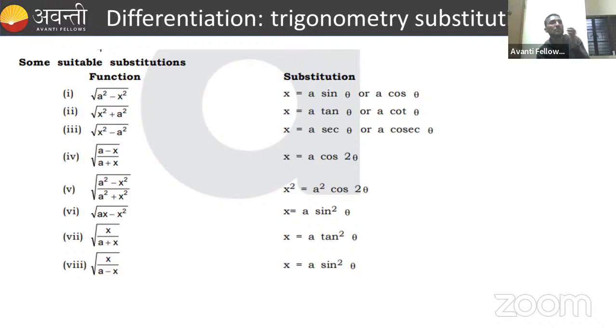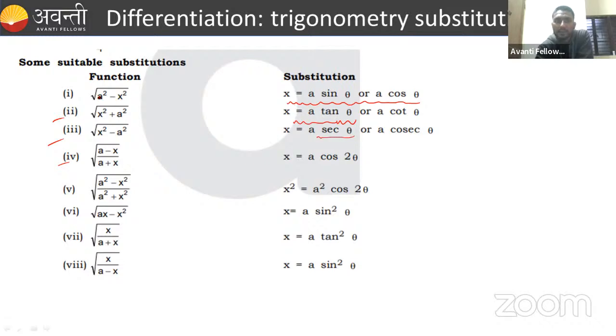Okay, so if we find these kinds of formats, like root under a square minus x square, root under x square plus a square, x square minus a square, root under (a minus x) divided by (a plus x), there are some substitutions that you have already seen, I guess. In inverse trigonometry, if it is root under a square minus x square, in place of x I can put a sine theta. If it is x square plus a square, I can put x equals a tan theta. Similarly, if it is x square minus a square, I can put a sec theta.